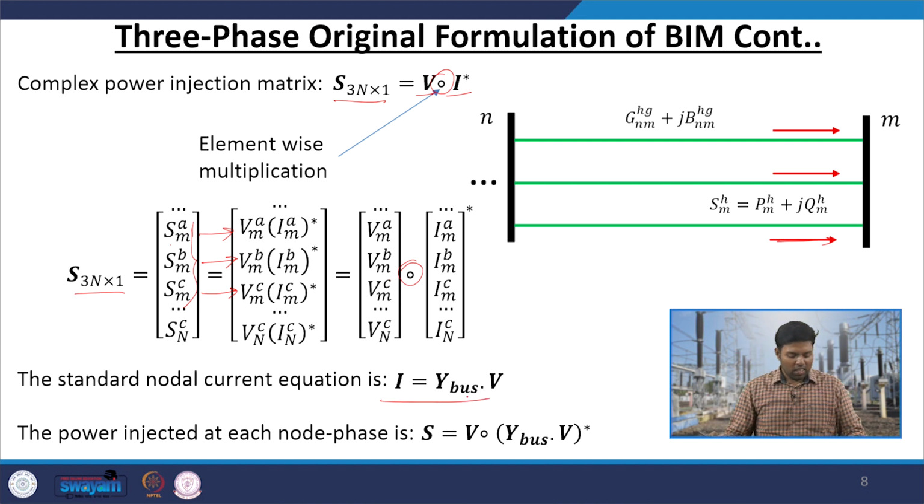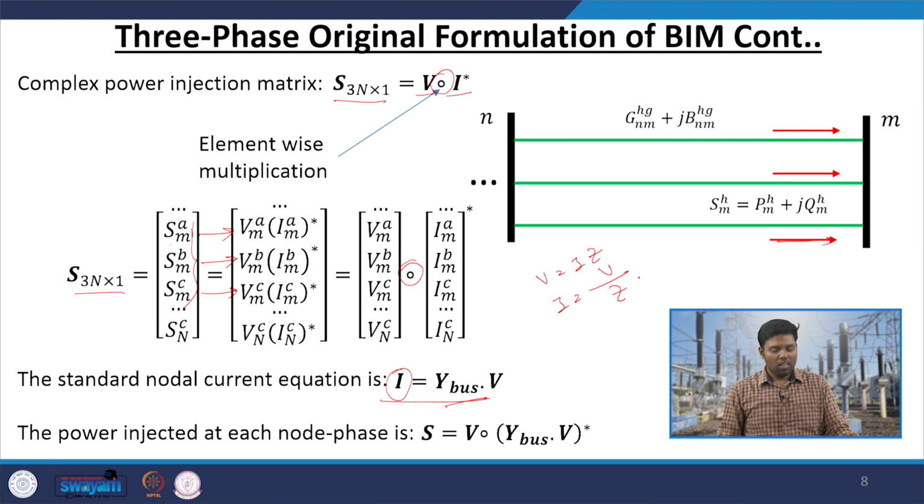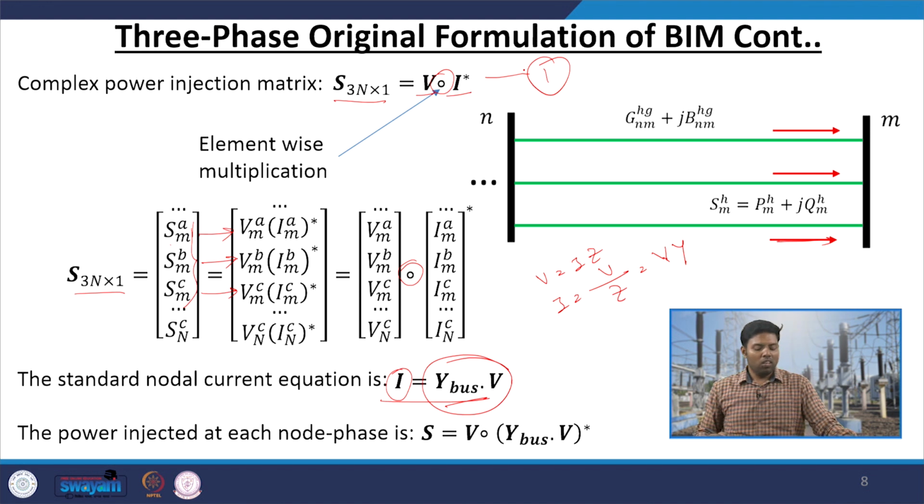Now, the nodal current equation is current I equals admittance into voltage. That we know, that V equals I into Z, right. So, I equals V by Z, and 1 by Z is your Y. So, you can write it as I equals Y into V. So, that we have written here. Let us say this is your equation number 1. Put this I value into equation number 1, and we will get S equals V element-wise multiplication of Y bus and V complex conjugate.